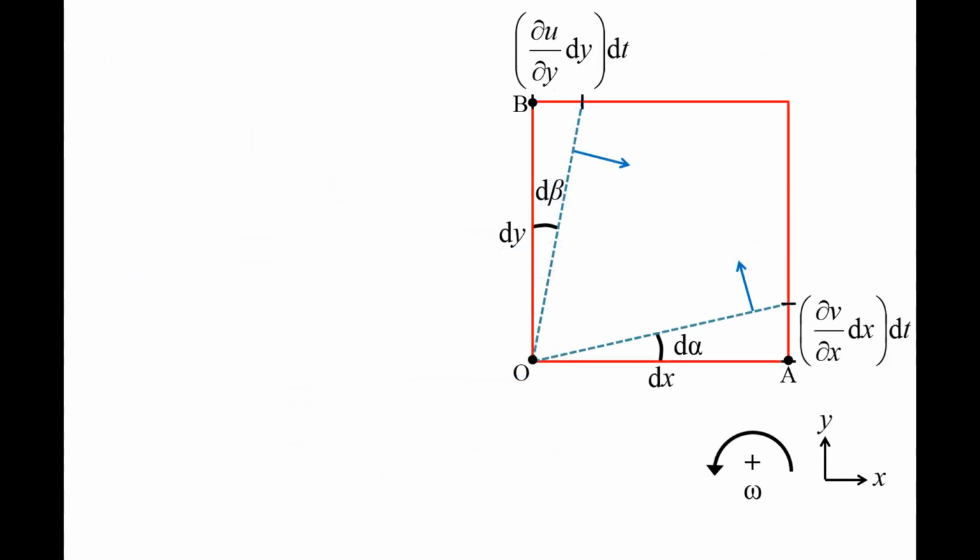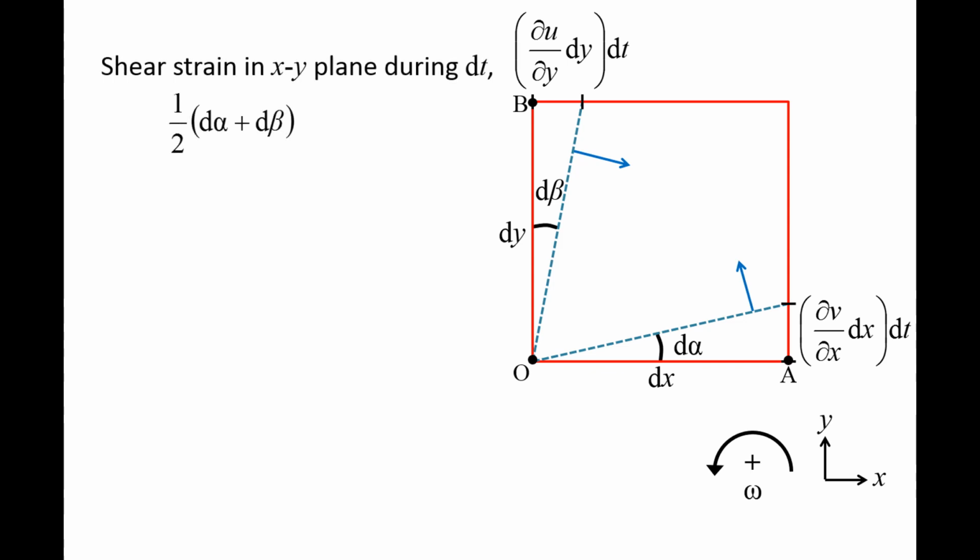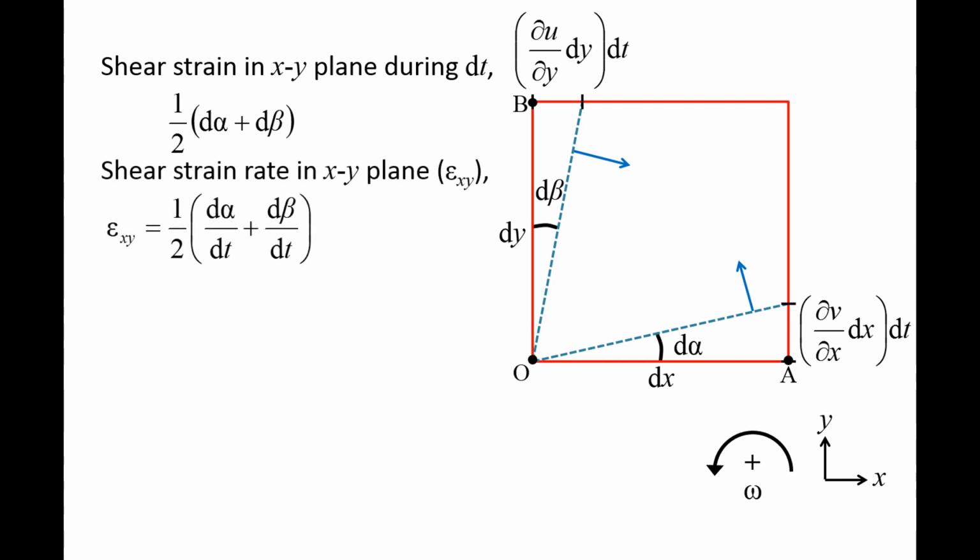The velocity gradients in a flow can be related to the rate of shear strain of fluid elements. We define the two-dimensional shear strain as the average change of the angle between two lines which are initially perpendicular, such as lines OA and OB. This means the shear strain during time dt is 1/2 times the quantity d alpha plus d beta. The time rate of change of the shear strain is called the shear strain rate, and is denoted by the symbol epsilon with subscripts related to the plane of motion. In this case, we are examining the xy plane, so the shear strain rate is epsilon xy.